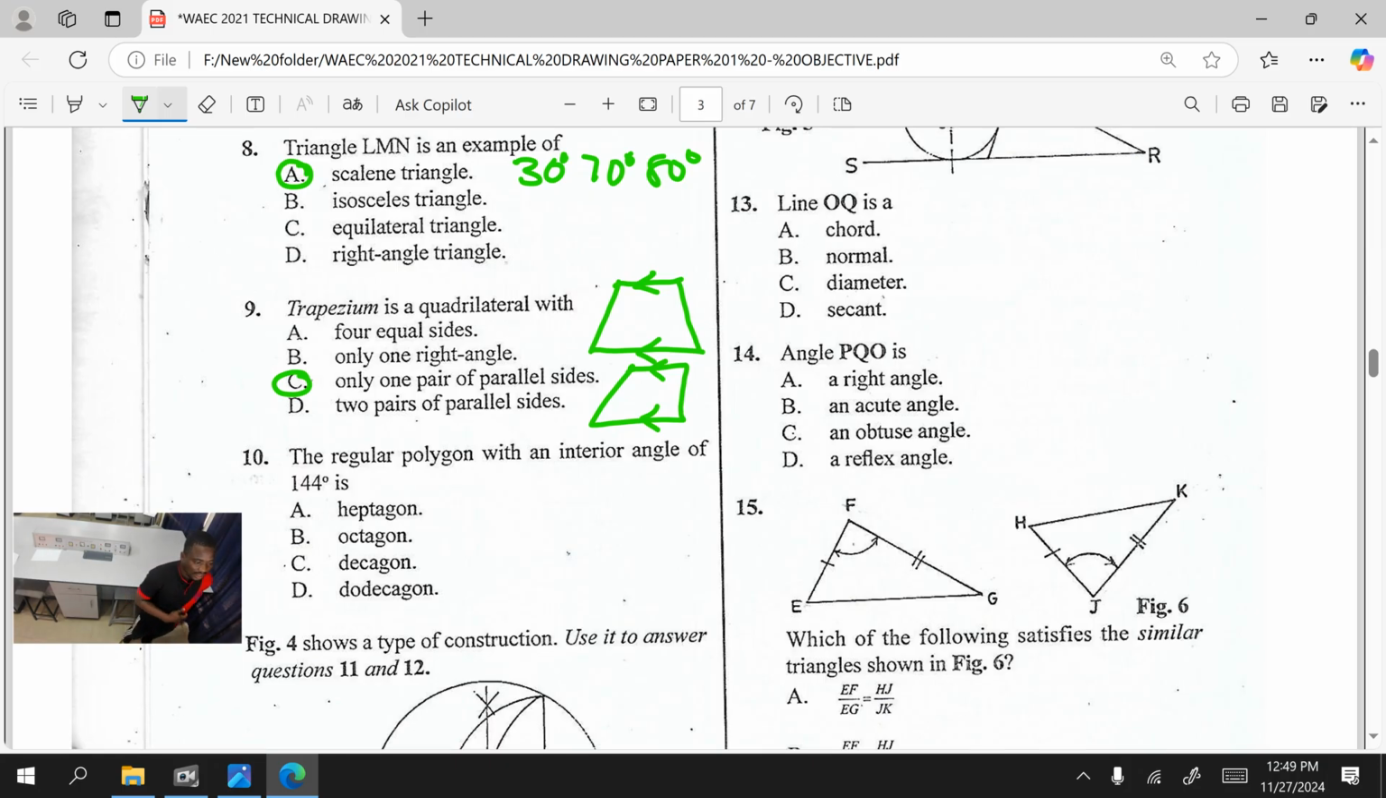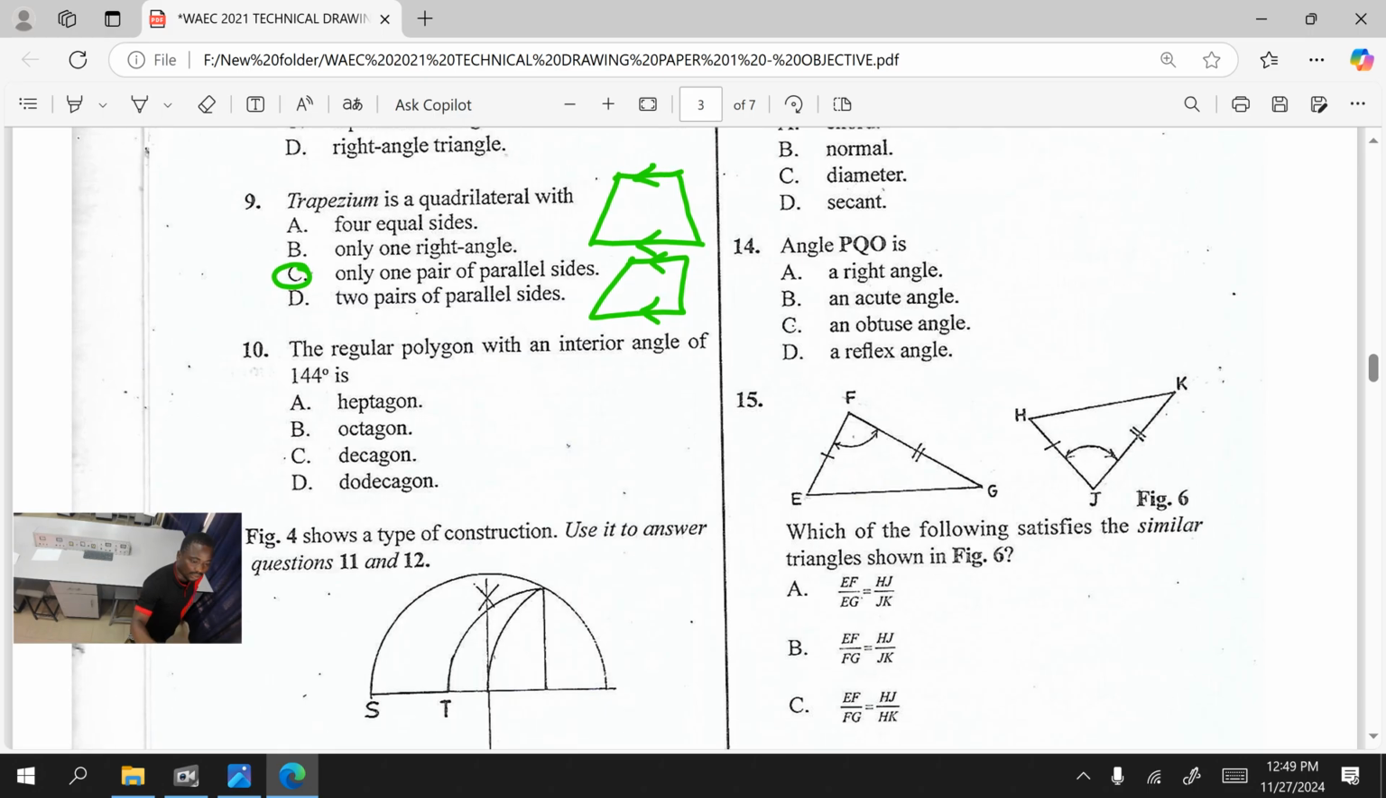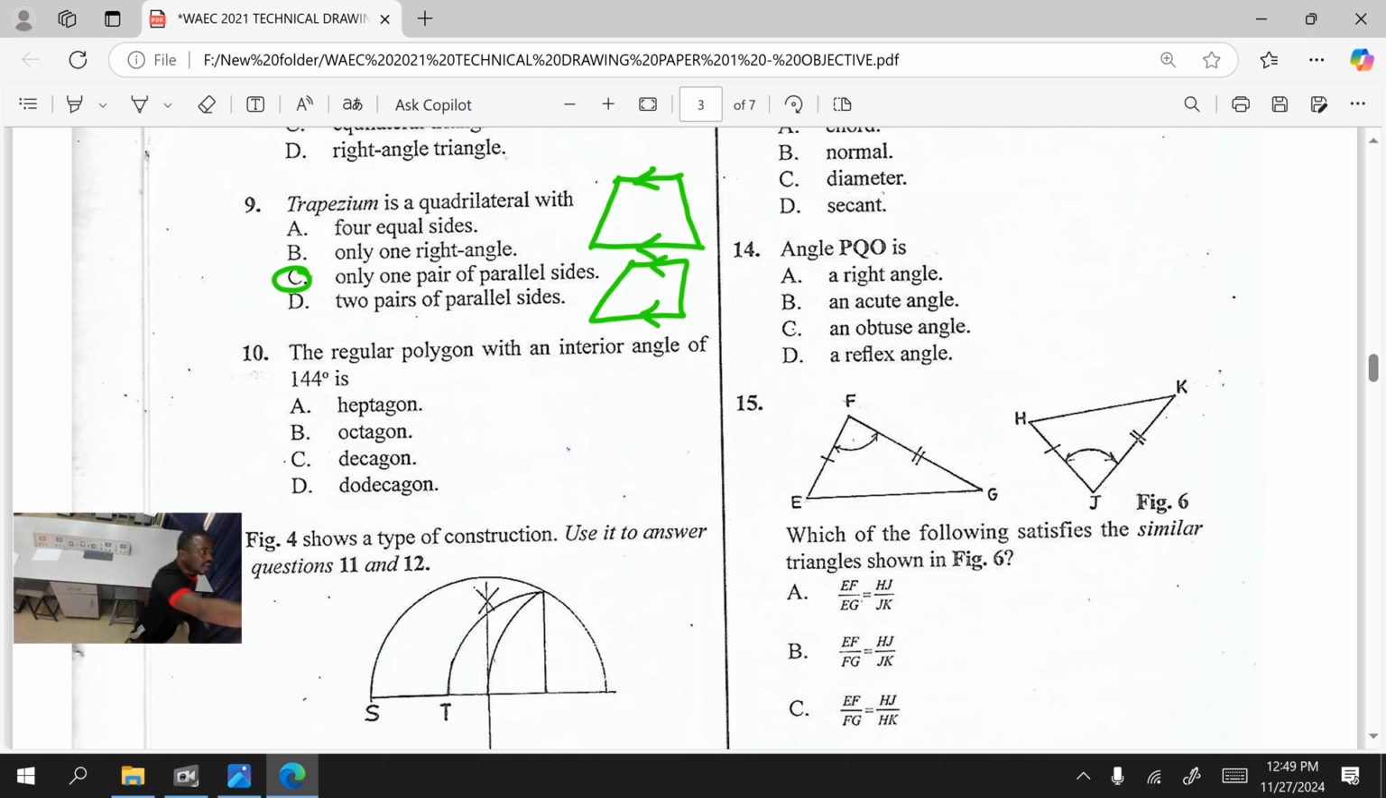Number 10. The regular polygon with an interior angle of 144 degrees is dash. A, heptagon, B, octagon, C, decagon, and D, dodecagon. This is calculation. Like I told you in my videos, you can't do without mathematics in technical drawing.